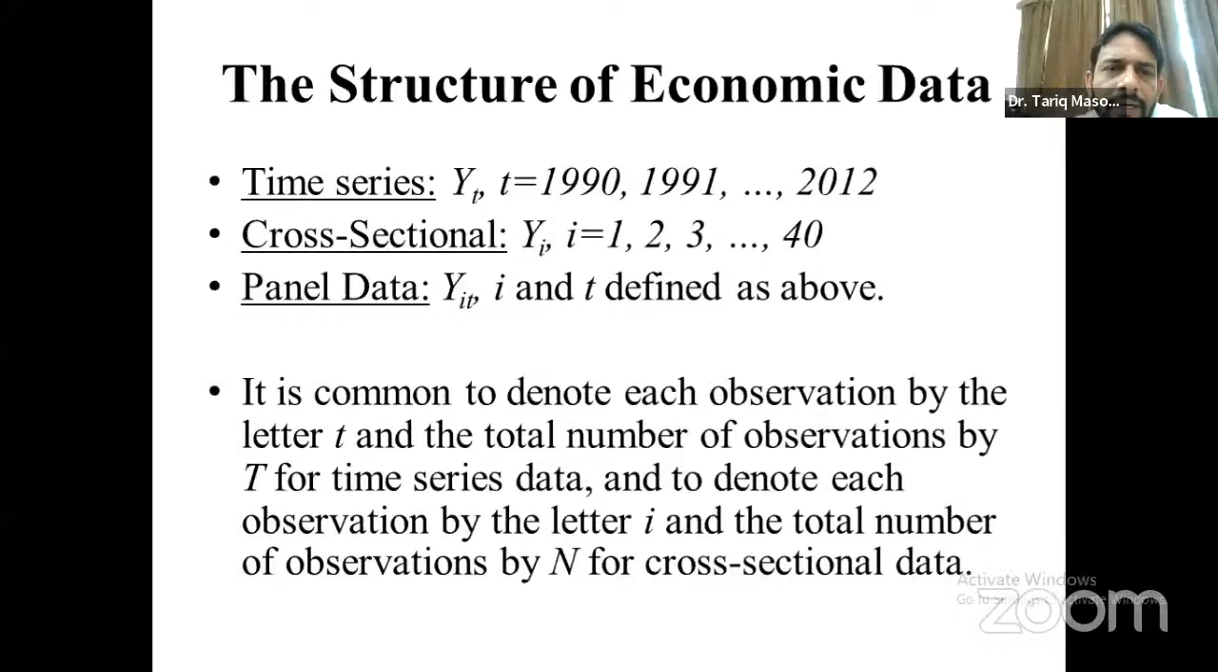This is the form of data. For time series data, we denote it as Yt, if we are using it for the dependent variable, it is y, subscript t. So t may be 1990, 91, 2000 to 2012. For cross-sectional data, we use subscript i, Yi, and i is equal to 1, 2, 3, 4. And in panel data, it is Yit. i and t are defined as above. t is time and i is cross-sectional units.